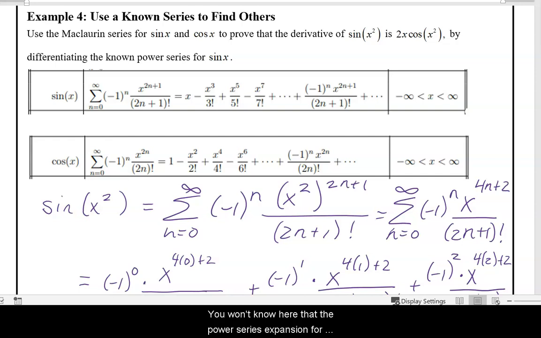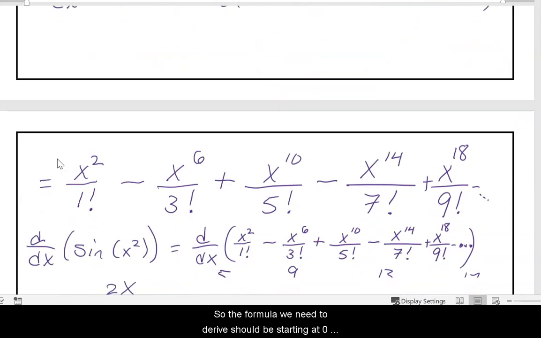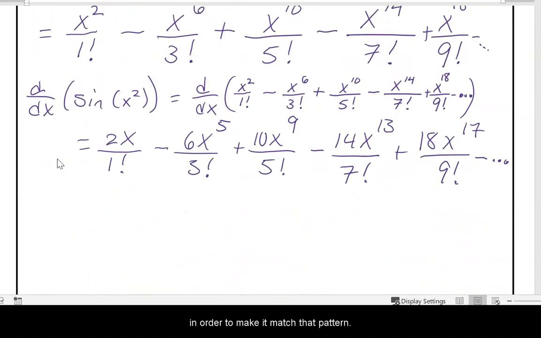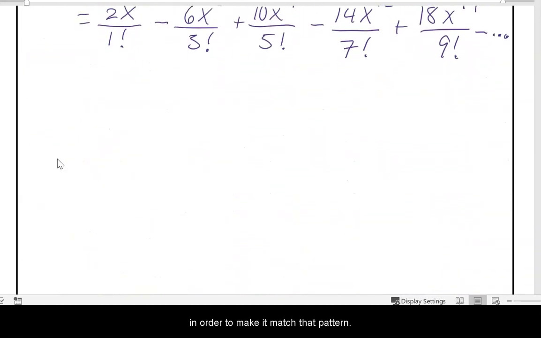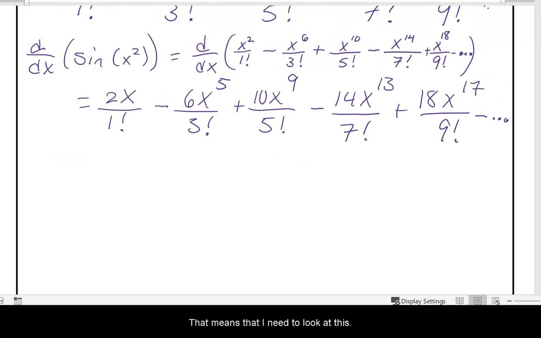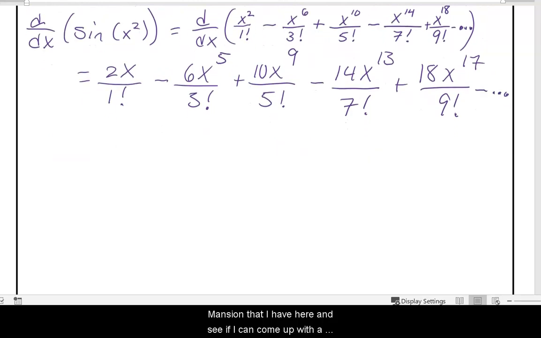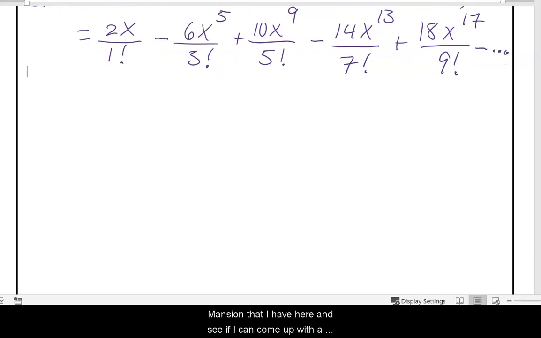You will note here that the power series expansion for cosine does begin with a lower limit of summation of 0. So the formula we need to derive should be starting at 0 in order to make it match that pattern. That means that I need to look at this expansion that I have here and see if I can come up with a formula that will allow me to start with n equals 0.